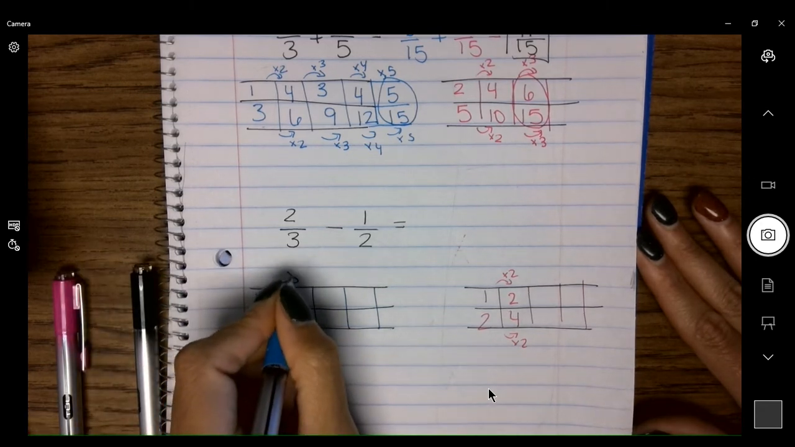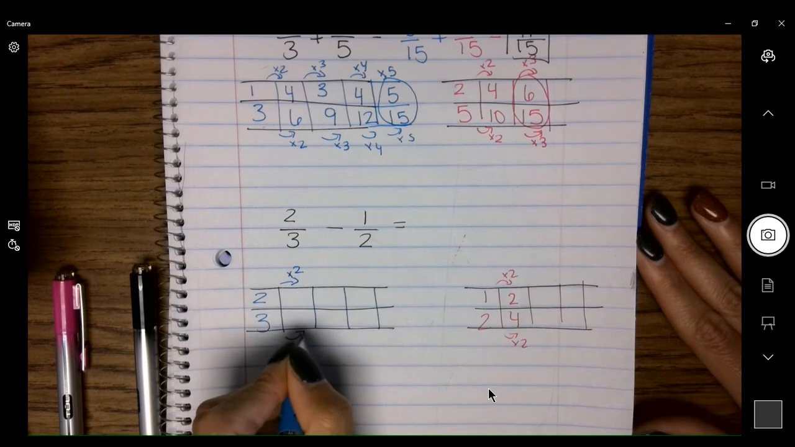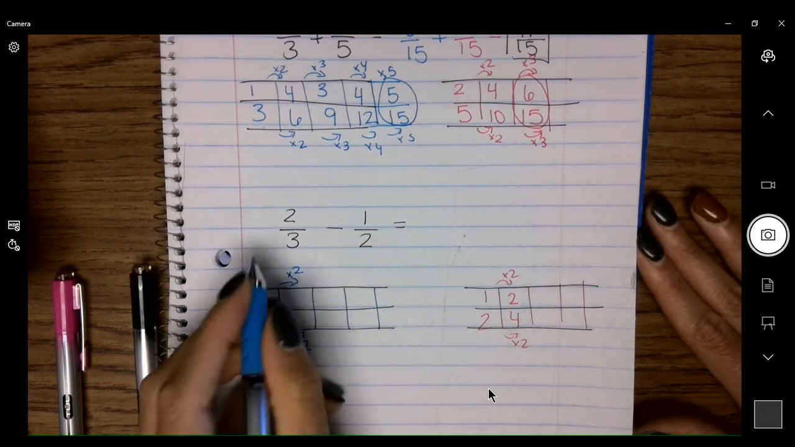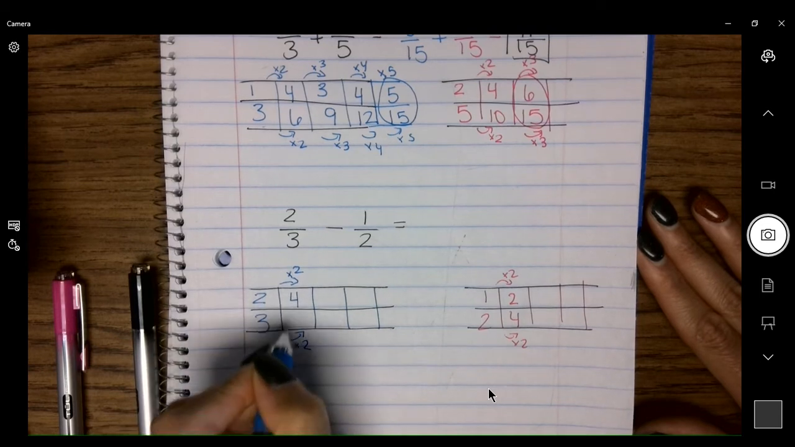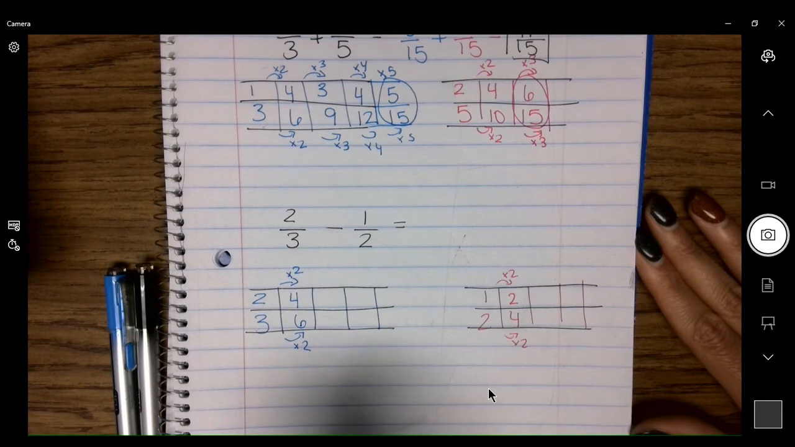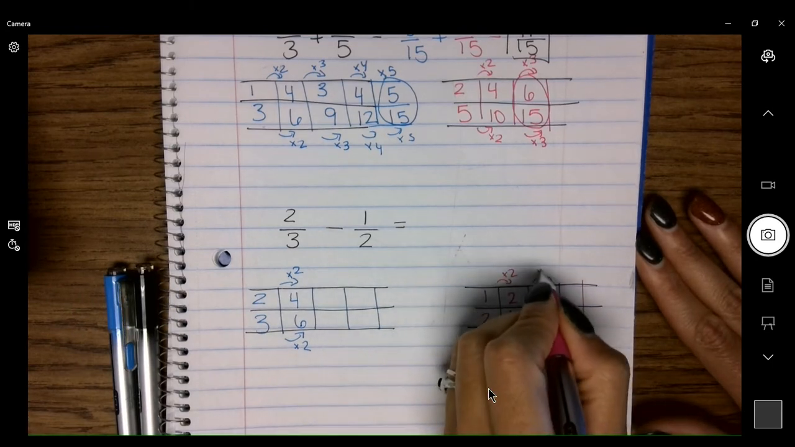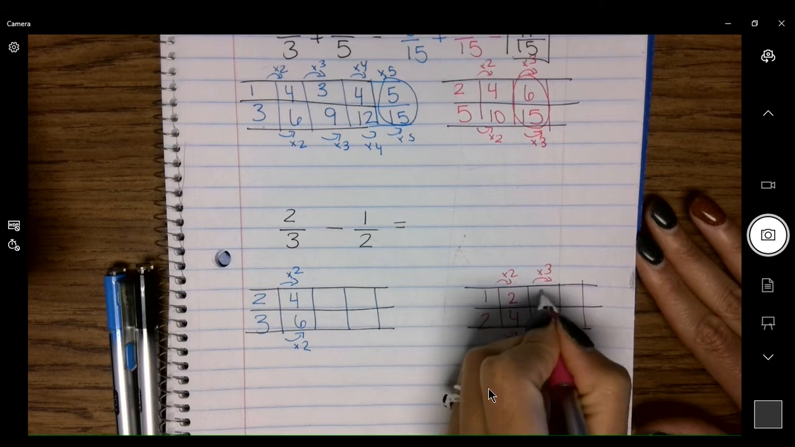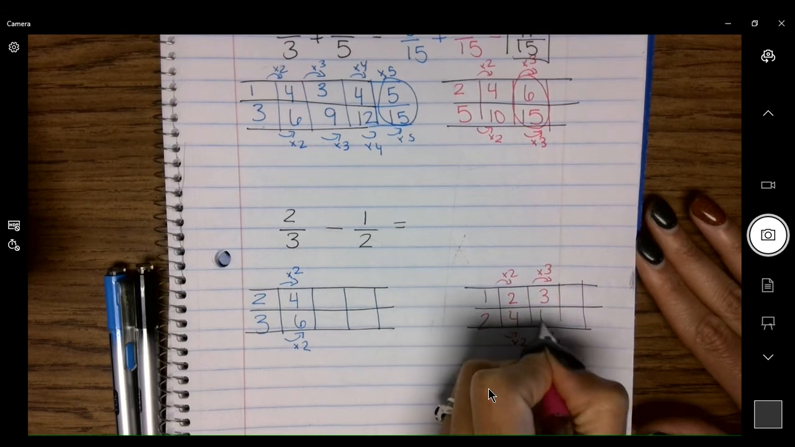And once again, what I do to the top, I do to the bottom. So what I do to the numerator, I do to the denominator. 2 times 2 is 4, and 3 times 2 is 6. We're still not there, so I'm going to go back to my first fraction. And we're going to try multiplying by 3. 1 times 3 is 3, and 2 times 3 is 6.